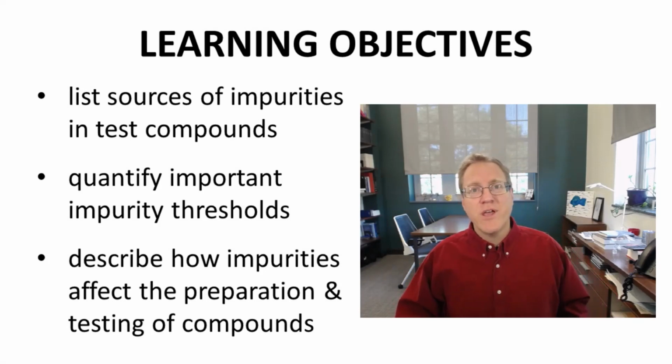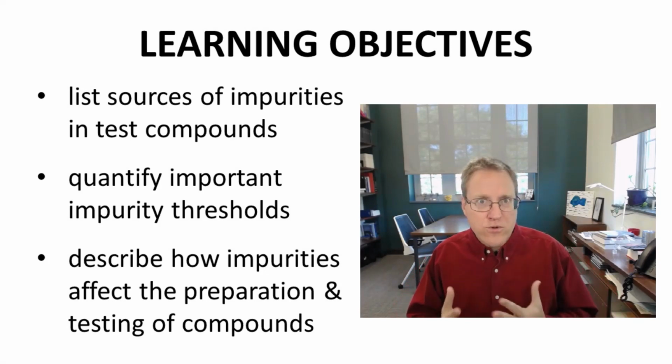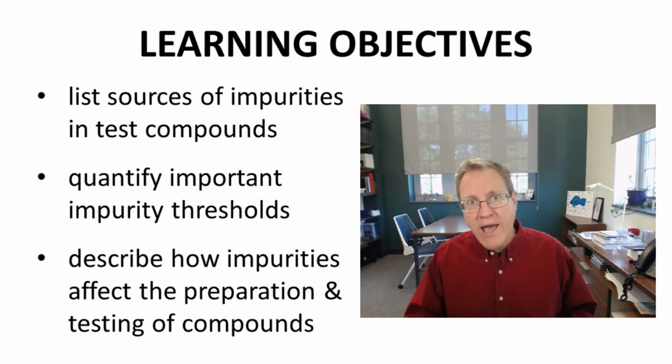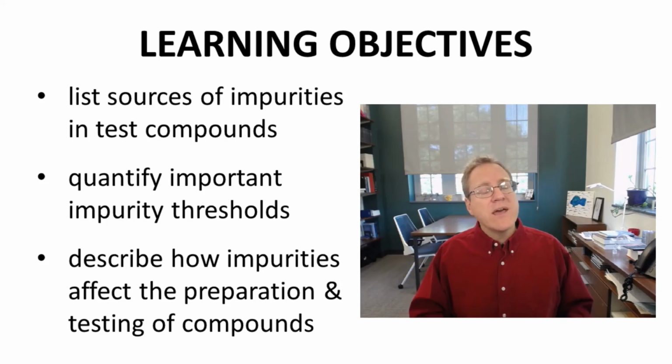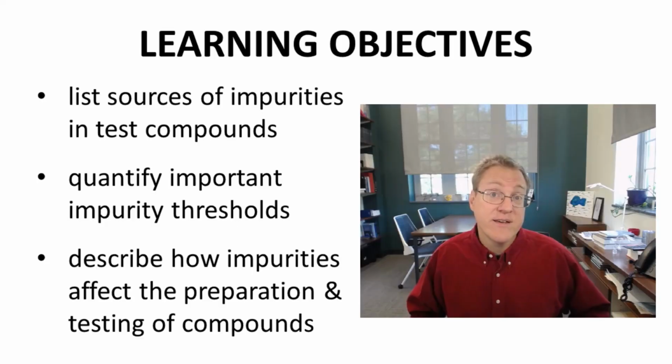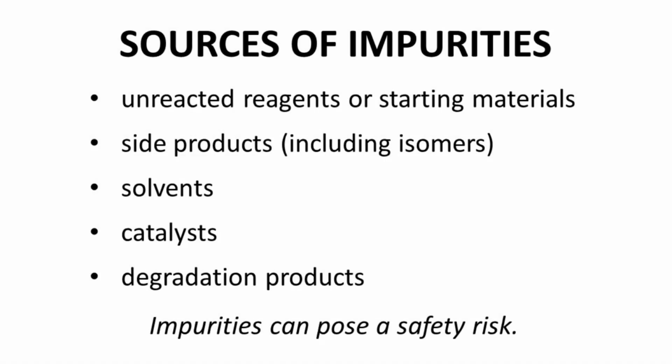Upon completion of this video, students will be able to list sources of chemical impurities, quantify impurity levels that require action by the discovery group, and describe how impurities affect how drugs are produced and tested. Small molecule drugs, drug candidates, and clinical candidates are chemicals. While the compounds are ideally pure, 100% pure, no chemical is 100% pure. Everything has impurities. What is the origin of impurities in a research compound like a drug candidate?